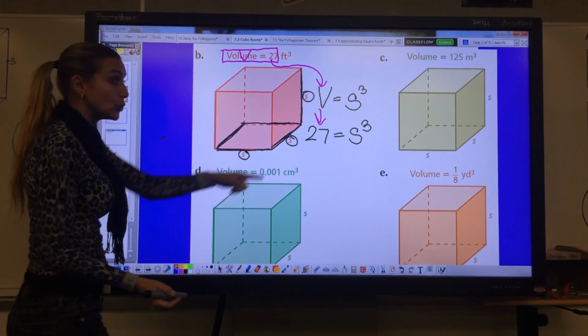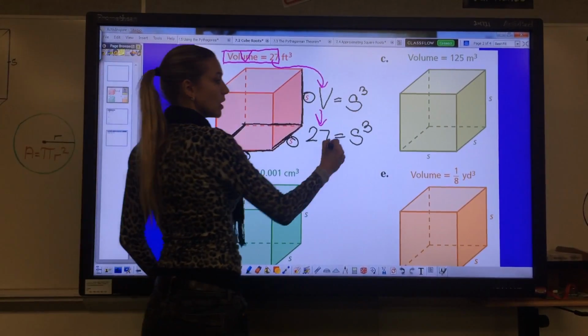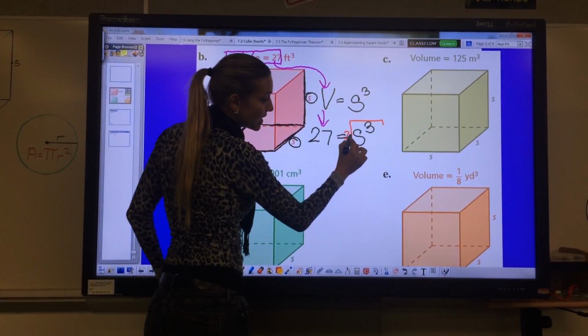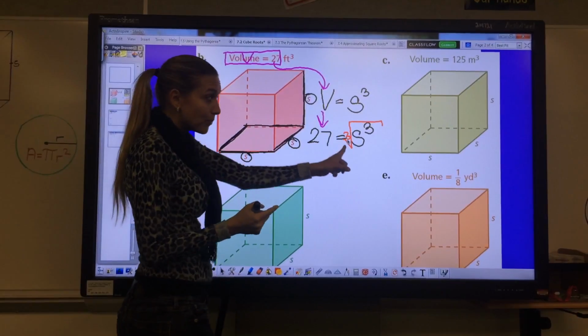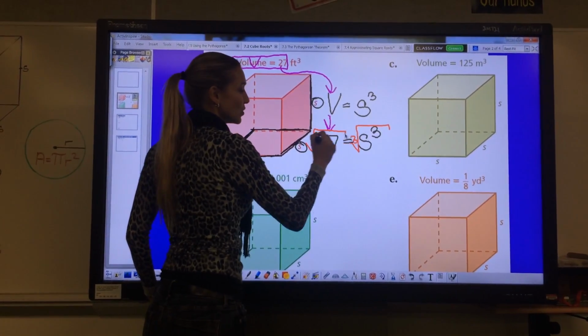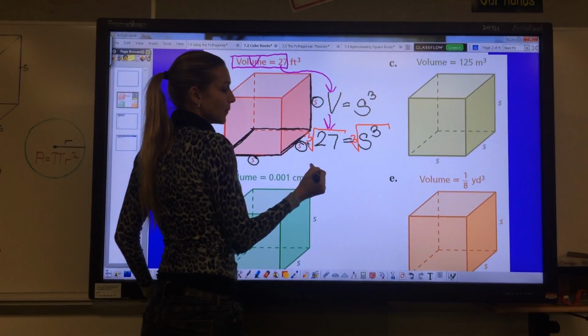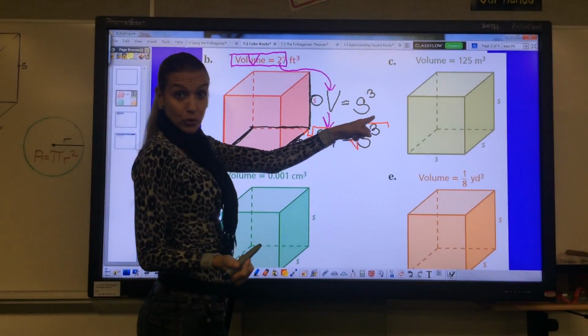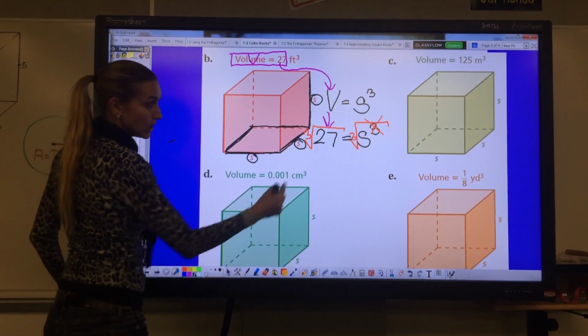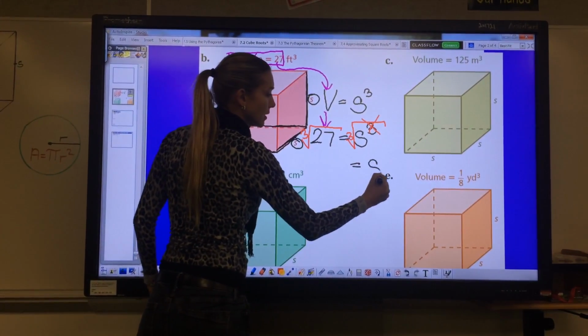What will undo cube? Well, that's easy. We've talked about it. It's the cube root. Make sure it has that 3 inside that little notch in there. So what I do to one side, make sure you do to the other side. Now I know cube and cube root will cancel each other out, right? And I will be left with only the letter S.